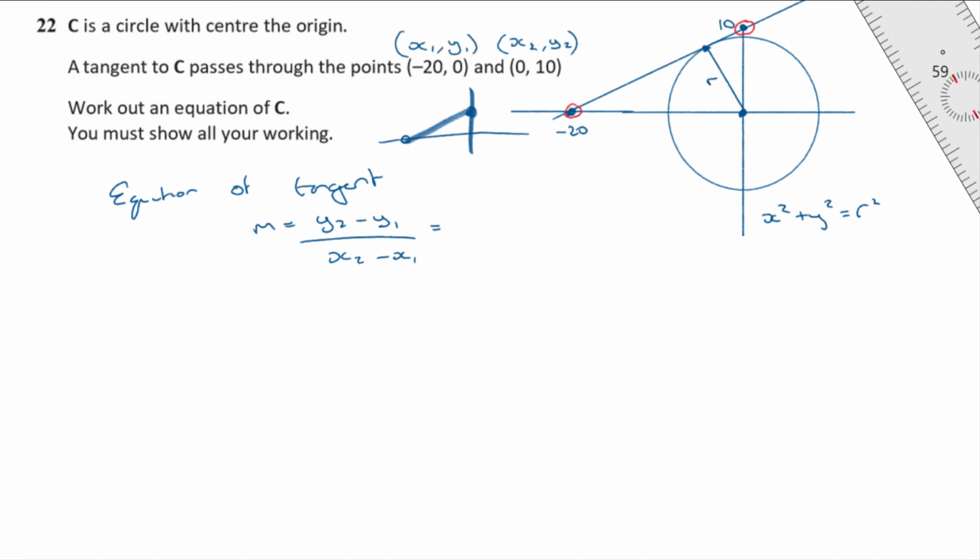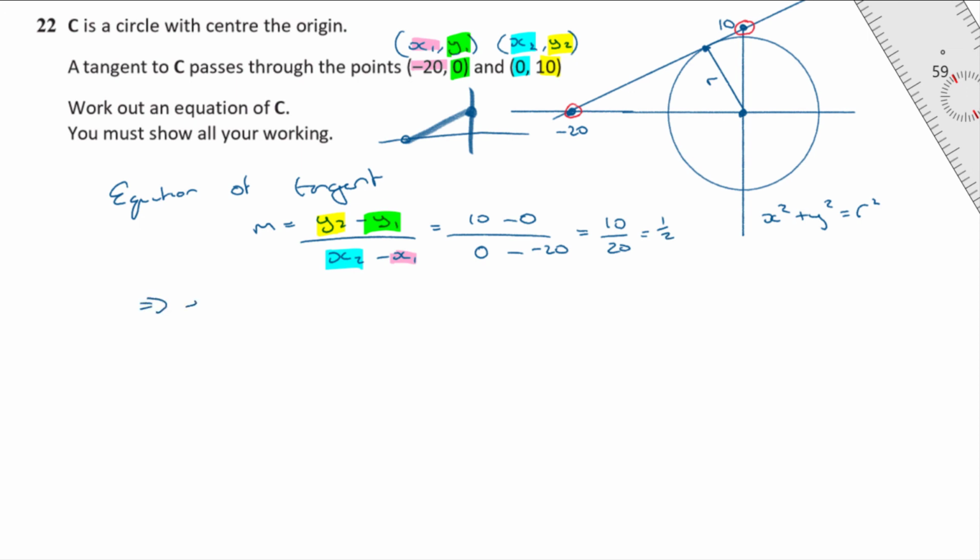So subbing that into my formula for finding the gradient, y2 is 10, y1 is 0, so 10 minus 0, and then x2 is 0, minus x1, which is negative 20. So I've got 10 minus 0, that's 10, and I've got 0 minus negative 20, that's 20, so it's a half. I did say it was a half earlier, didn't I? But anyway, we've worked it out properly now.